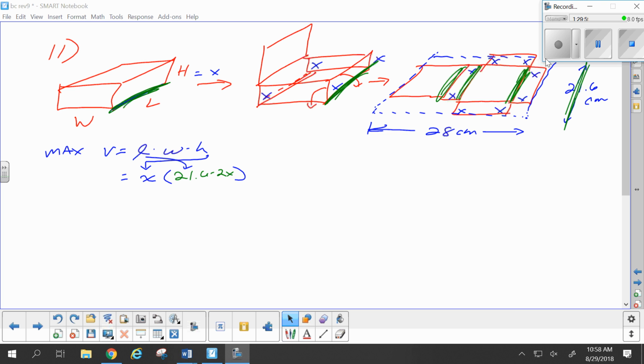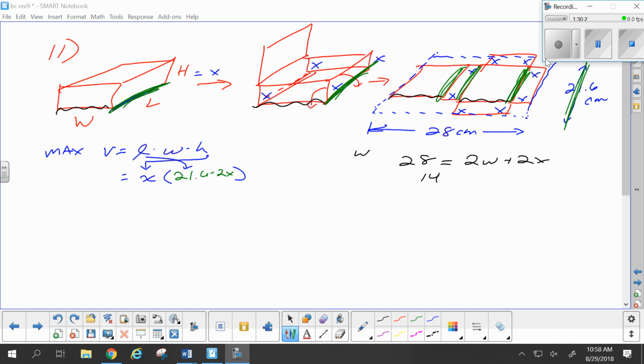What about the width? What's a relationship of the width? Or an equation based in x of the width. Okay, all right, so wouldn't you agree that 28 is equal to 2 widths and 2 x's, yeah? So 14 equals a single width and a single x, and so w is 14 minus x.